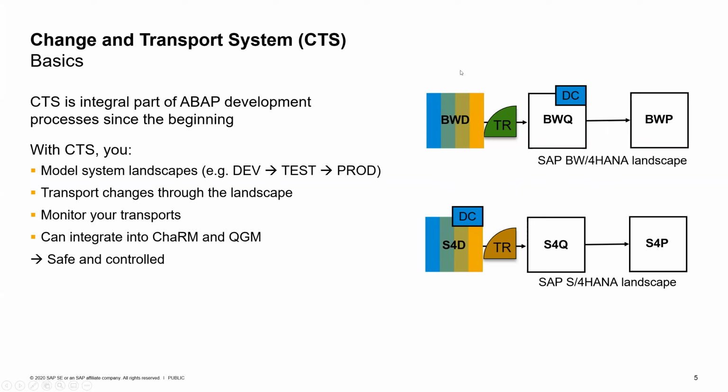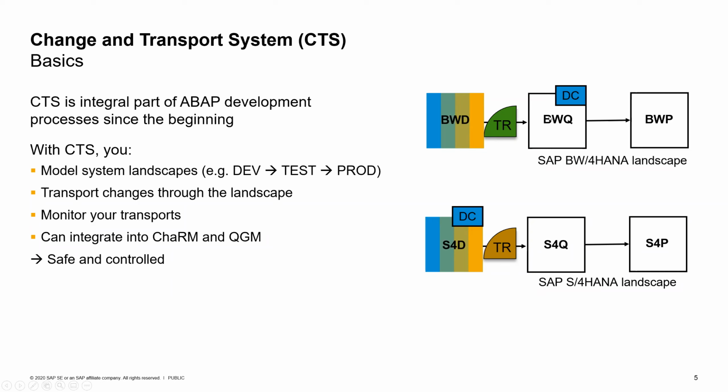So in ABAP, you can set up transport landscapes that consist of as many systems as you like. The classical example is that you have a development system, a test system, and a production system, but that's not the limit. You can have only 2 systems, you can have 20, you can have more systems delivered by one, and so on. What happens in there is that you have a transport request created on the development system where you collect the objects that you changed. When you finished your functionality, when it's ready to be tested, you would release this transport request and it will go into the test system.